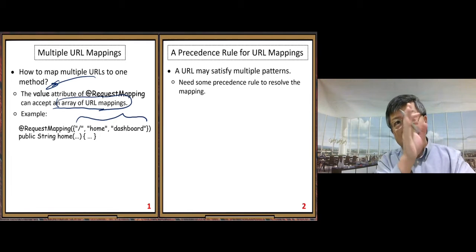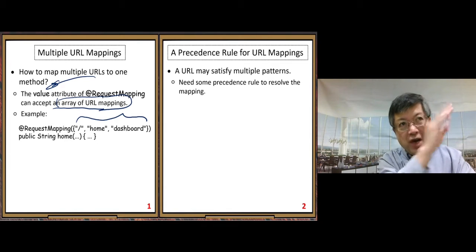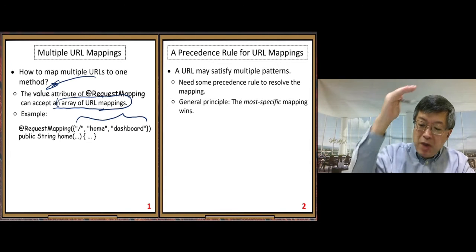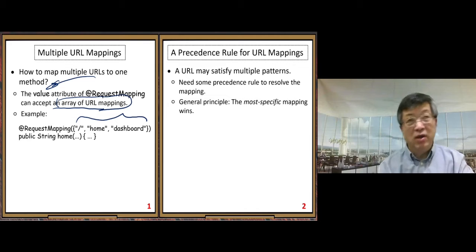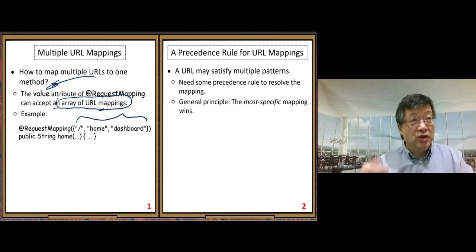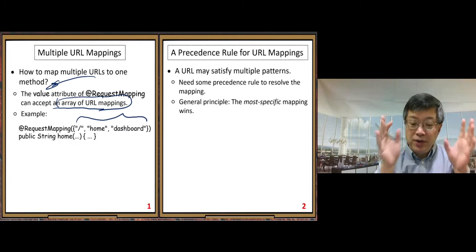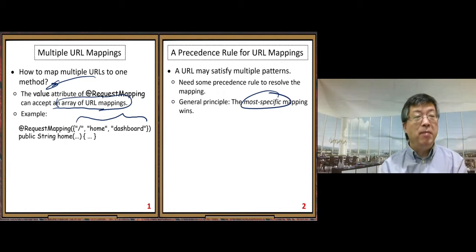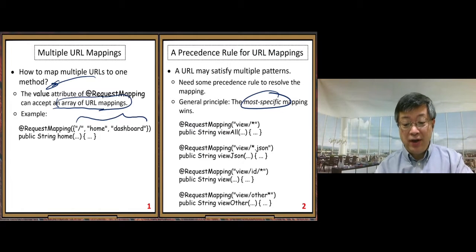General principle. When you resolve the mapping, use one general rule here. Now, what's that general principle? The most specific mapping wins. Most specific. Mapping with more information, more specific. After you see a few examples, you can understand the meaning of this most specific mapping wins. So we need to see some examples here.